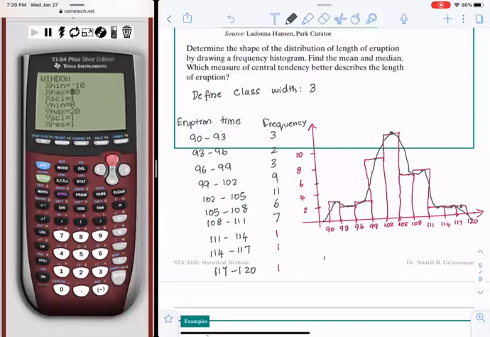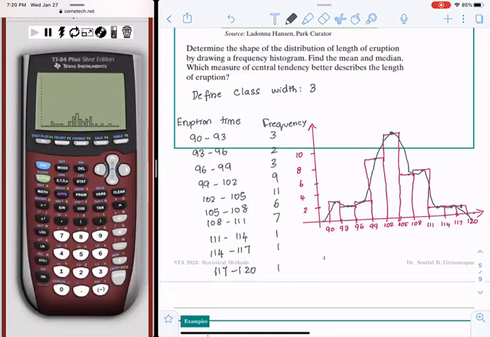Our values are between 90 and 100, so I could put 85 all the way up to 125 and hit graph. And that's sort of the picture that I'm getting. It's very similar to what I have, but you can see the class width that the calculator uses is slightly different from the class width that I used. But in terms of the picture, it's more or less similar. So it could be normally distributed, in the sense without a skew.